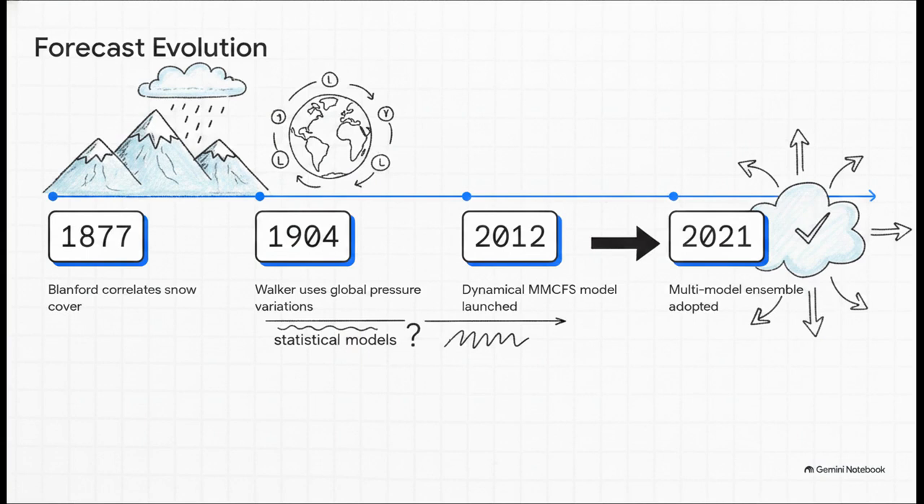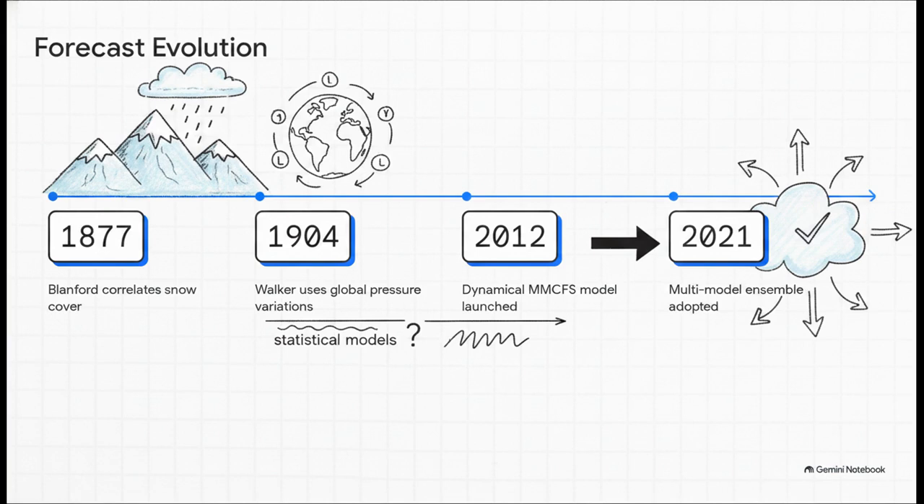It started way back in 1877 following a devastating famine, when meteorologist Henry Francis Blandford first tried to correlate Himalayan snow cover to upcoming rainfall. By 1904, Sir Gilbert Walker realized the monsoon was actually tied to global pressure variations.